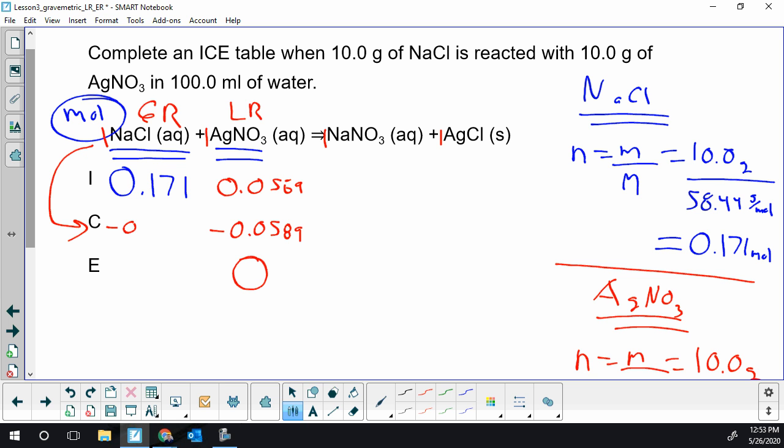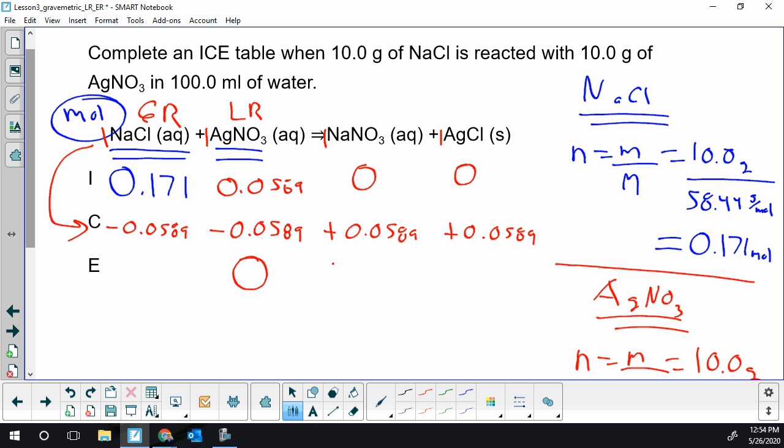They're all going to be 0.0589. The reactants go down by that amount. The products go up by that amount. Okay. I'm not doing required over given because the required would be a 1 coefficient, the given would be a 1 coefficient.